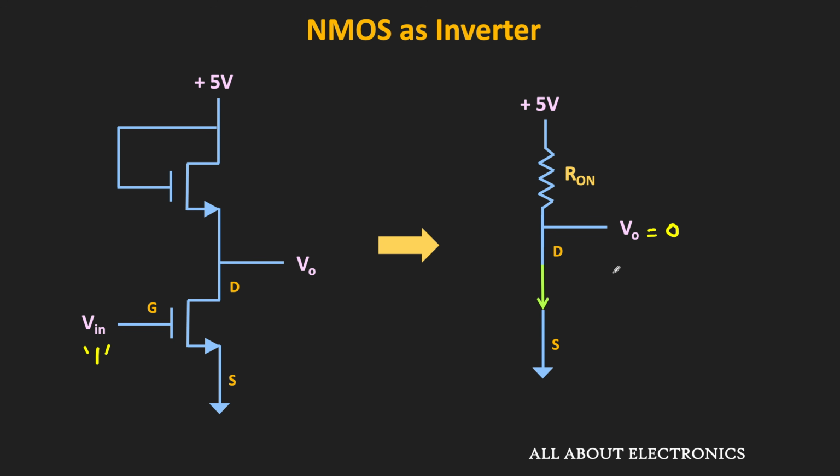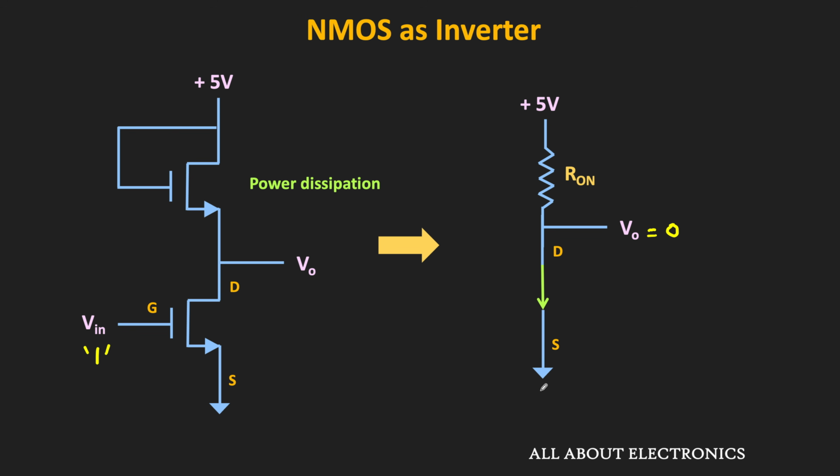Now the issue with this design is that there is a static power dissipation across these NMOS transistors. For example, when the input of the inverter is high, then the NMOS transistor will act as a closed switch and provide very low resistance. In this condition, there will be a flow of current from the drain to the ground terminal, and because of that, there will be a power dissipation across these NMOS transistors.